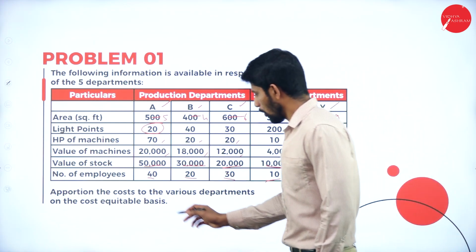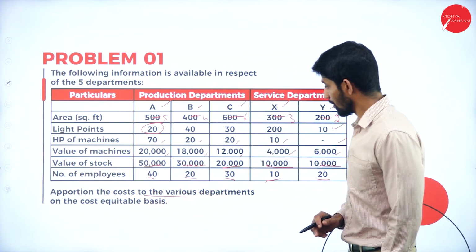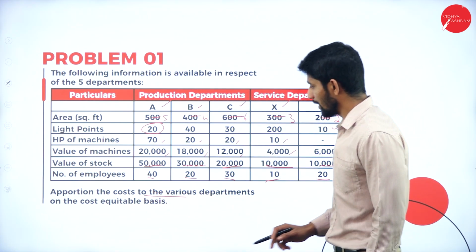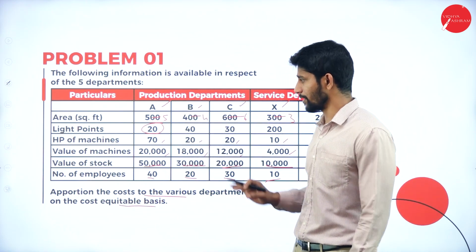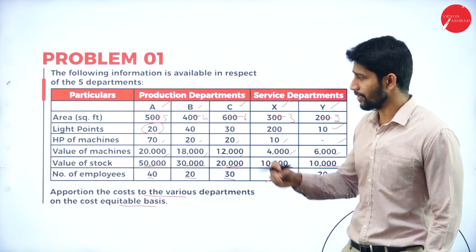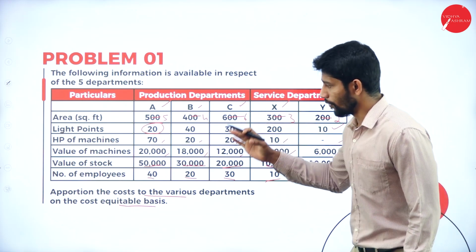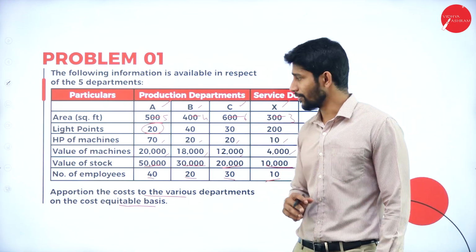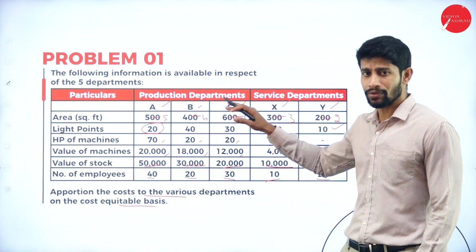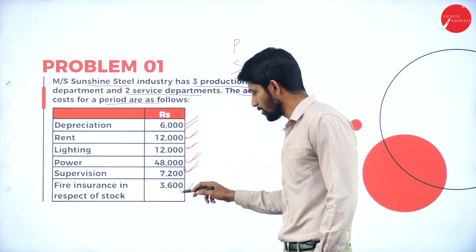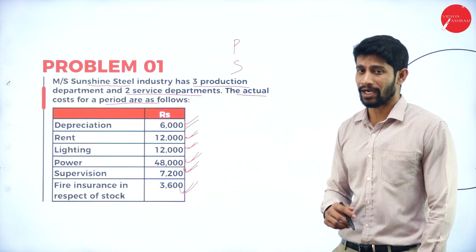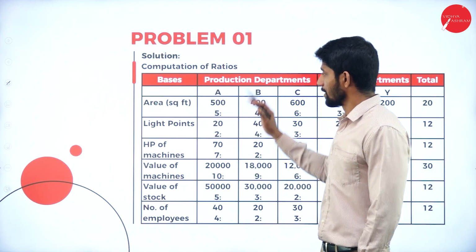So apportion the cost to the various departments on an equitable basis. Here everything is given: apportionment of different items, area, light, HP, value of machines, value of stock. Based on this, you are supposed to allocate these different expenditures to different departments. So now, solution.